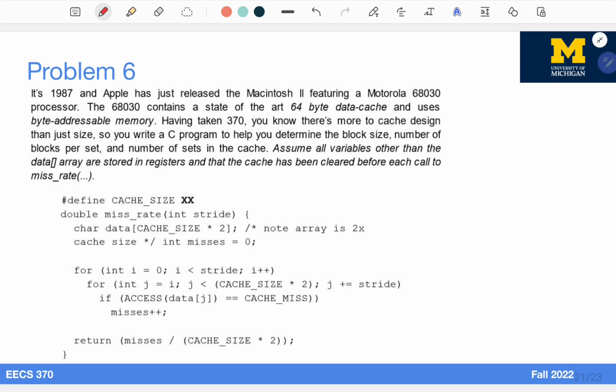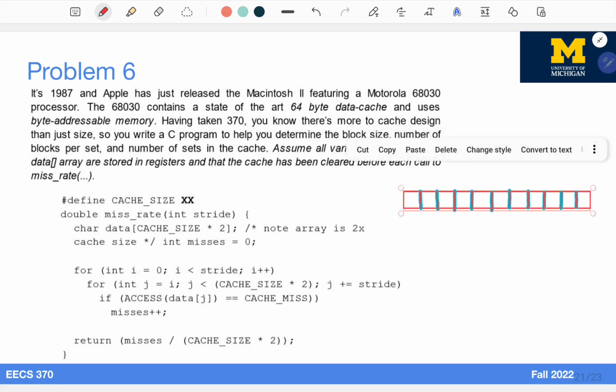Let's say we have an array. And in our C code, we have a nested for loop. In the first outer loop, the inner loop will start at index 0 and increment its index by stride. And then it keeps incrementing the index by stride until it reaches the end of the array, or it cannot further increment the index.